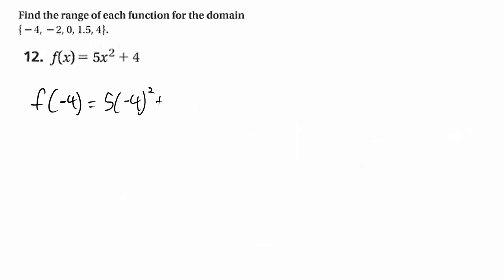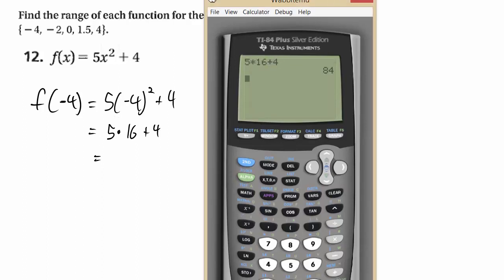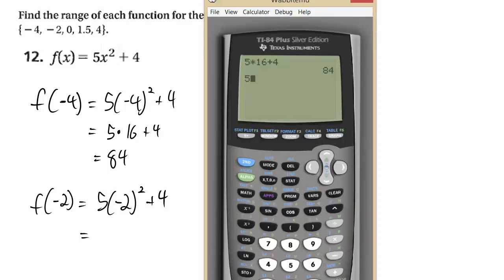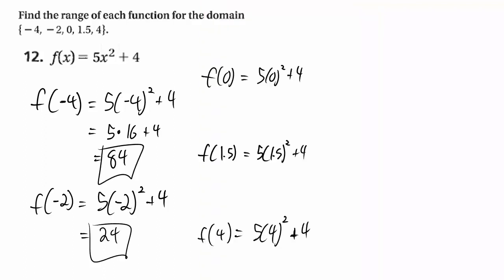Here, again, plug these into the other function. This is the function for number 12. I'm plugging those domain values into the x, calculating them individually, and you can calculate them on your calculator, since your calculators do order of operations. But let me show you something else it does. You can just type exactly what it says here. It will square that, then multiply the 5, then add the 4, and you get 24. And I can do this for all these other values.